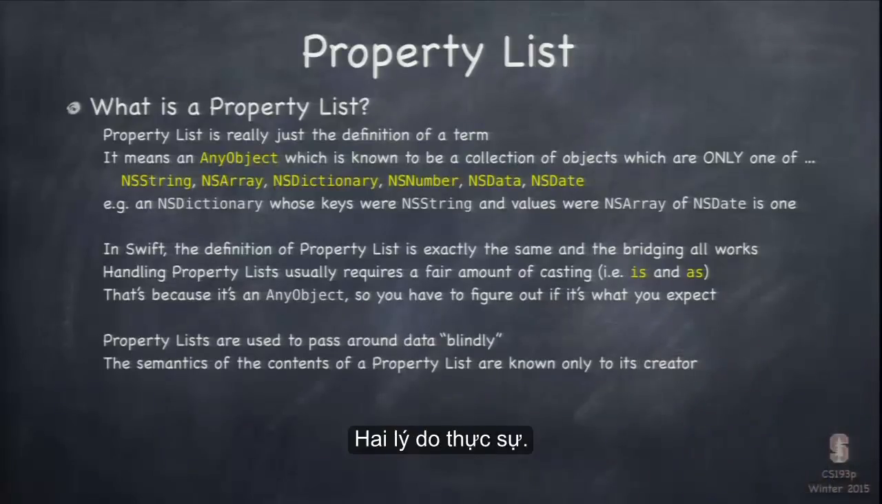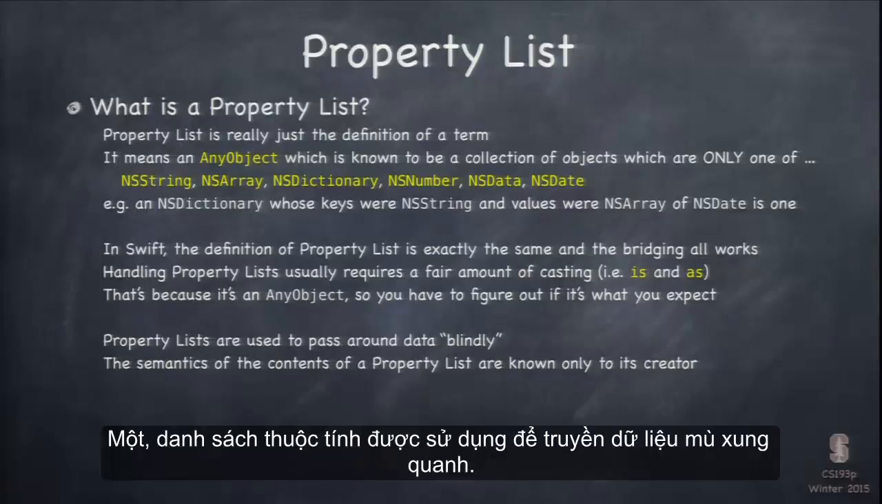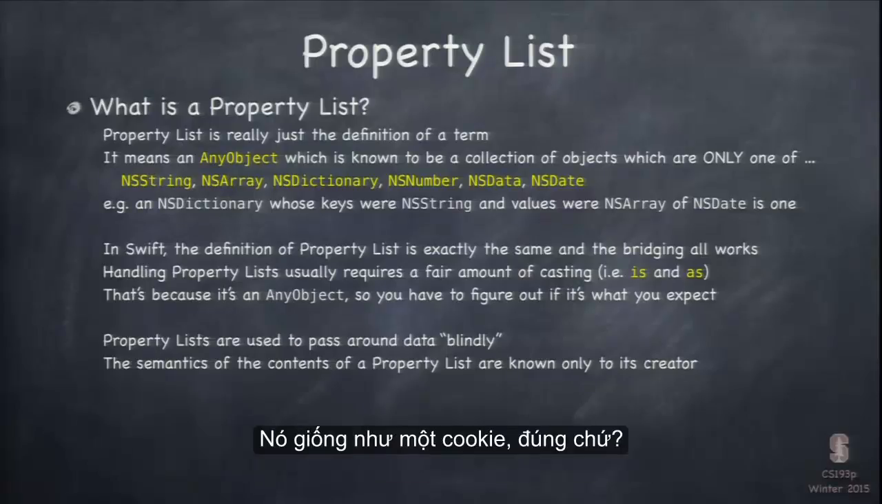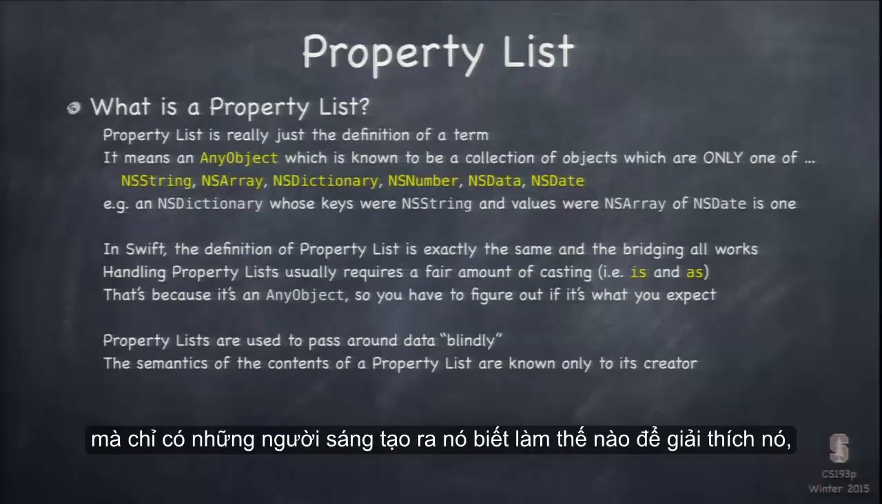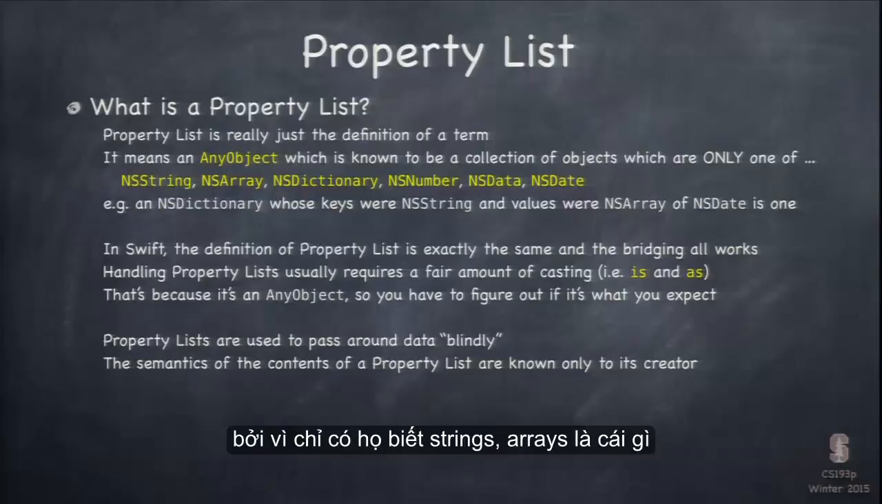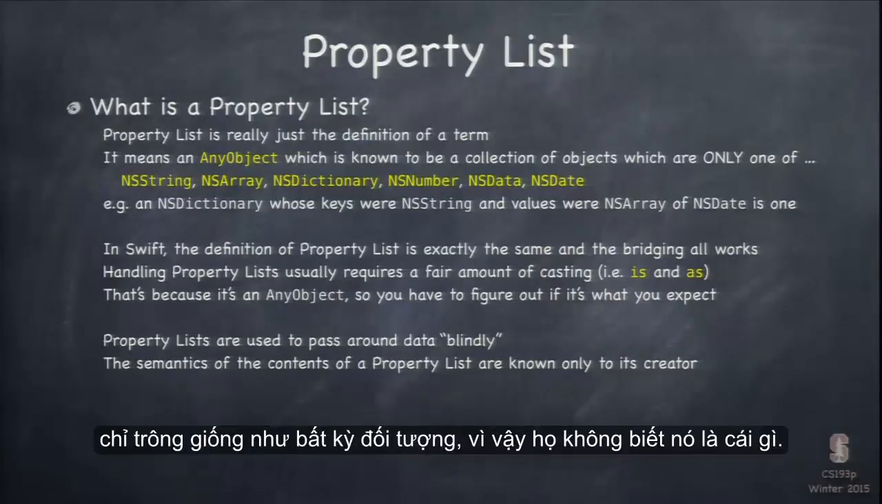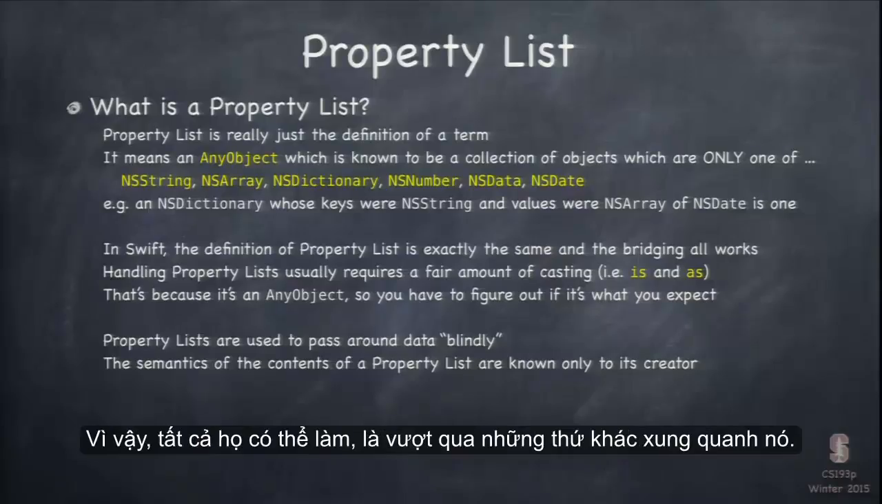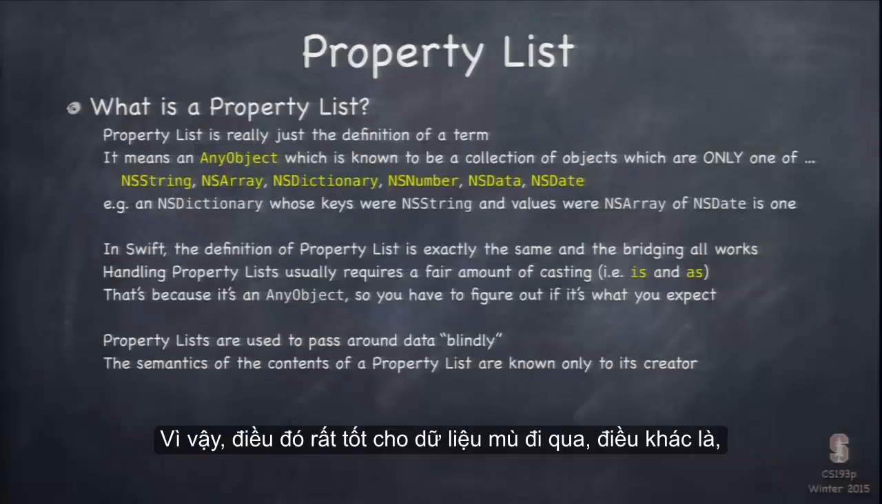2 reasons, really. One, property list is used to pass data around blind. It's like a cookie in a browser or something. It's this bundle of data that only the creator of it knows how to interpret, because only they know what strings, arrays, dictionaries, and stuff are in there. But to everyone else, it just looks like AnyObjects, so they don't know what it is. So all they can do is pass it around to other things. So it's good for blind data passing.